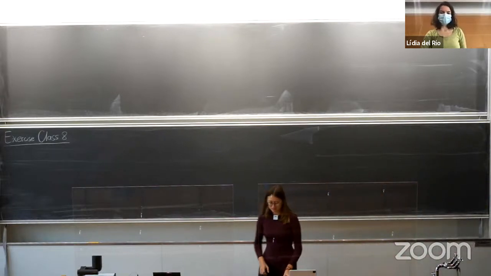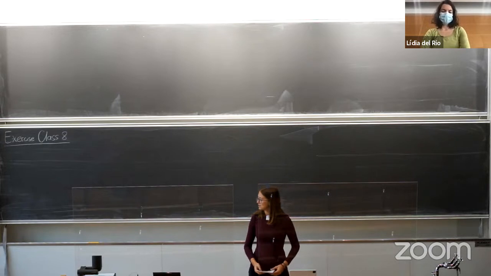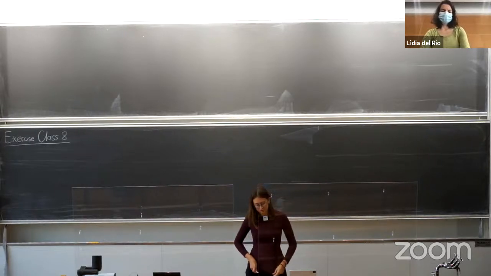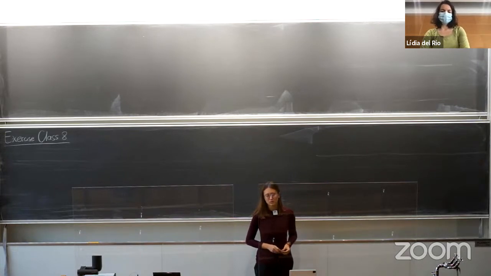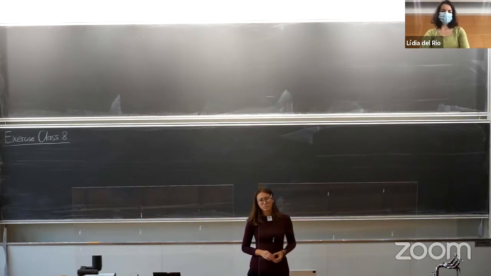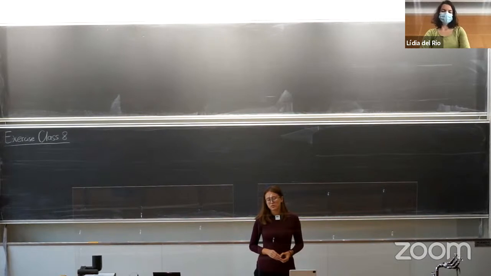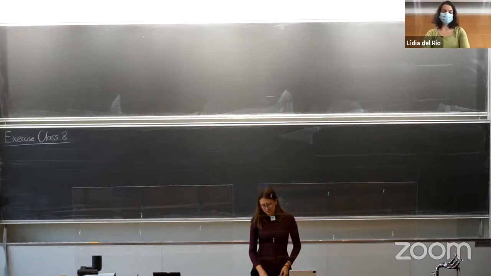Okay, let's start with our exercise class today. So today the main topic we'll be discussing are direct and indirect measurements, and the first thing that we're going to discuss is the interaction Hamiltonian. So it's when we have two systems and we want to indirectly measure the first system. And to do so, we can couple it to the second system and then analyze the state of the second system.